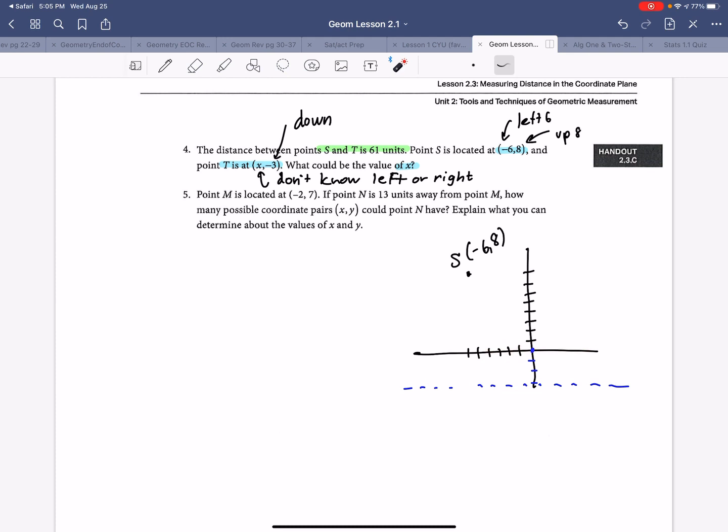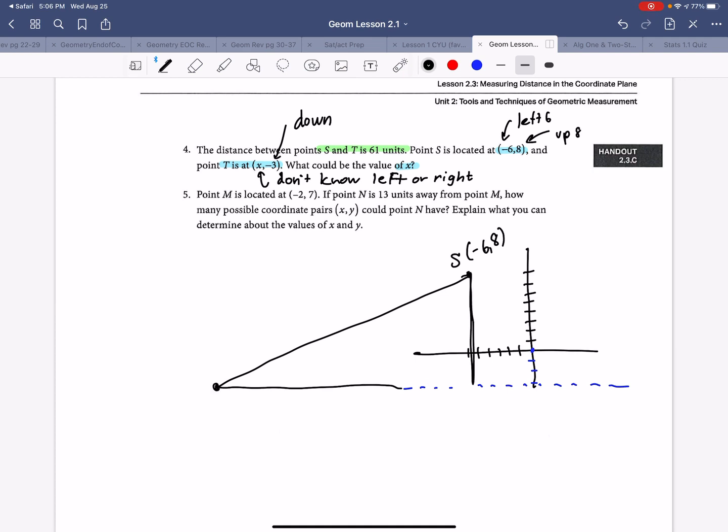If I know that it's 61 units long, how can I use what I learned today? Okay. So it's going to be 61 units long. That's really long, isn't it? Like way out here. It's going to even fall off my page.